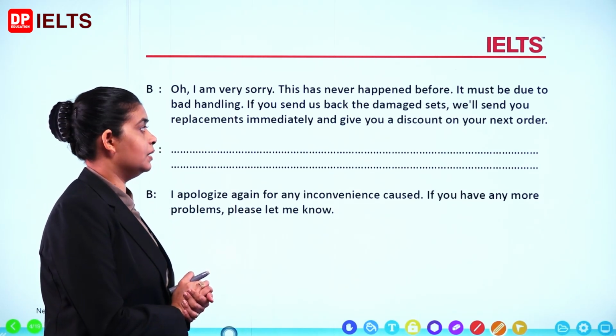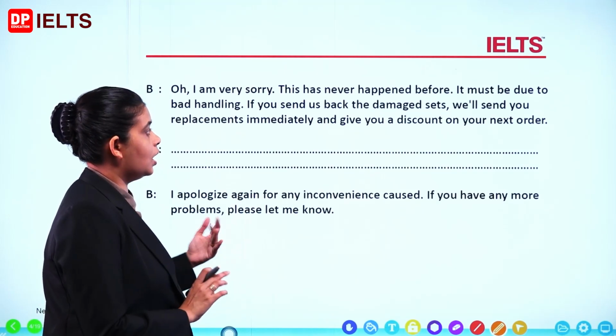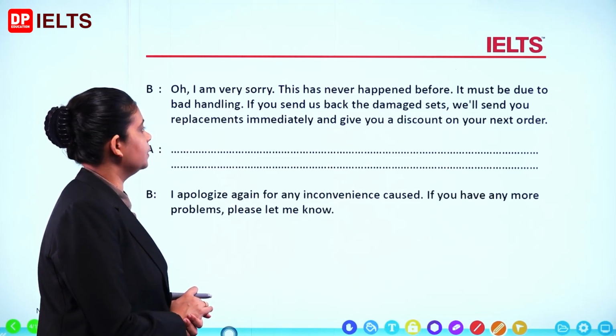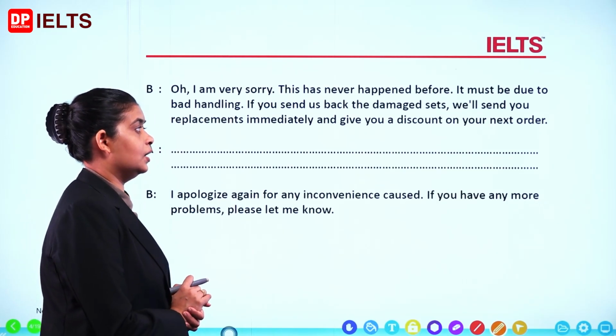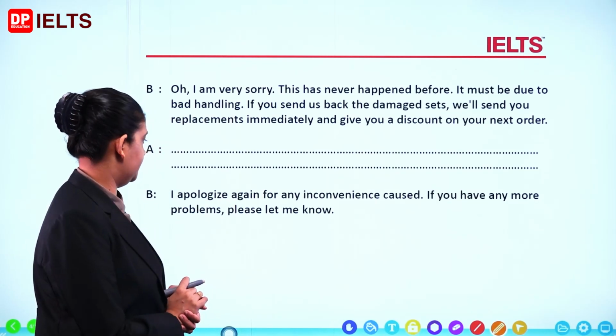මීට කලින් නම් මෙහෙම එකක් වෙලාම නැහැ. ඔයා අපිට damage sets එව්වොත් අපිට පුළුවන් ඉක්මනටම මේක replace කරලා ඊළඟ order එකෙන් ඔයාට discount එකකුත් දෙන්න.